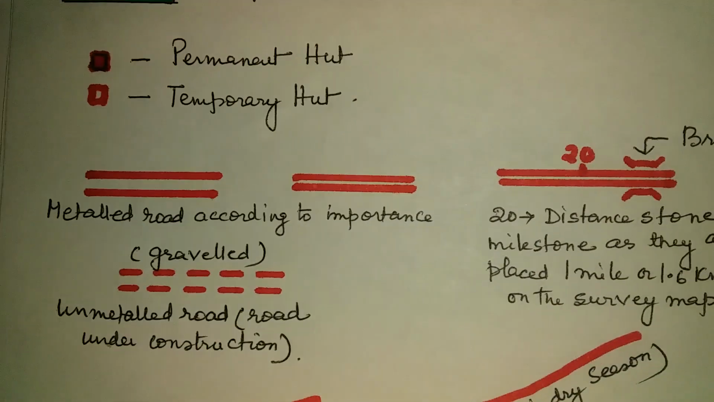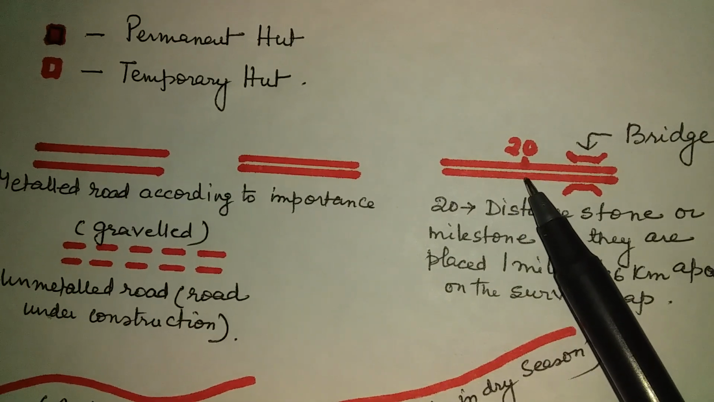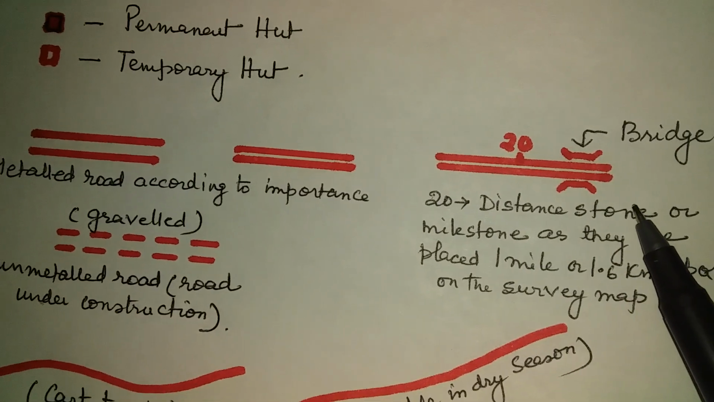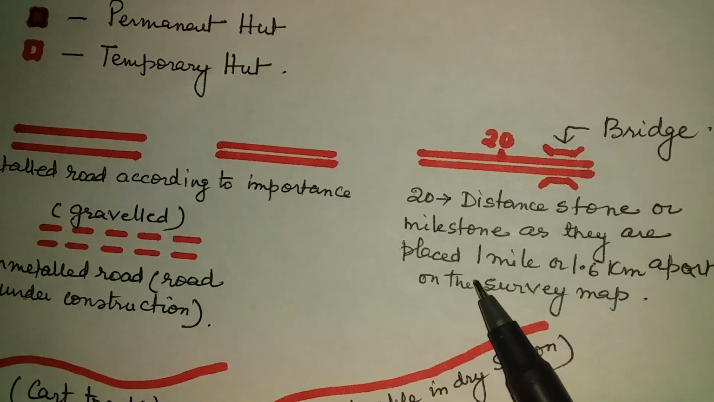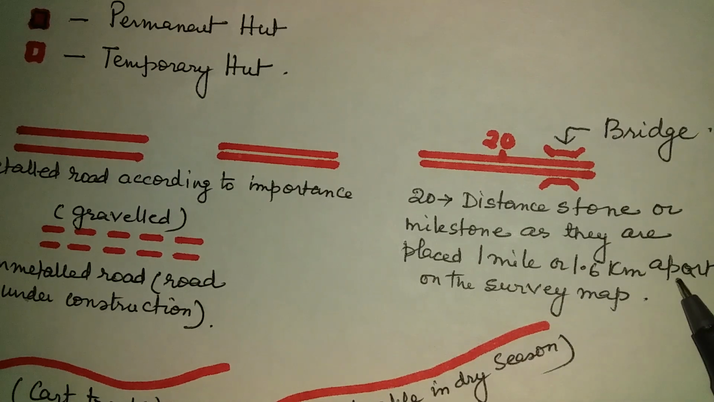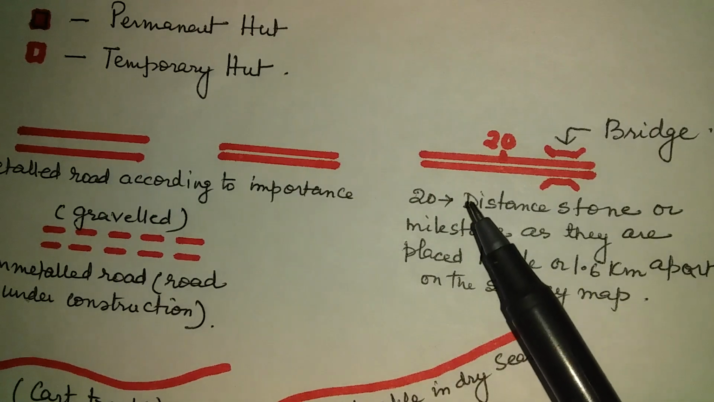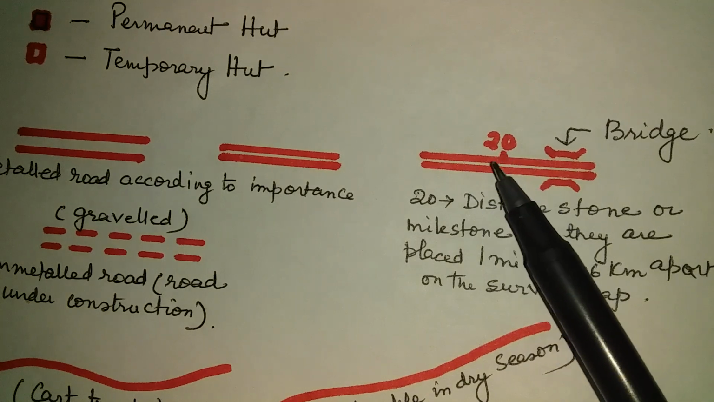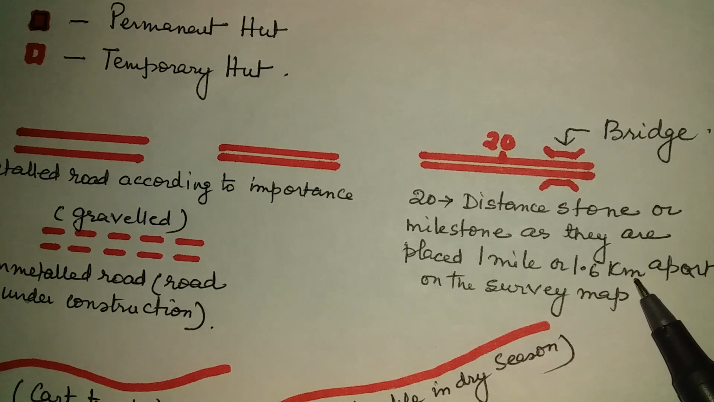Sometimes along a metal road you will come across a number like this, 20. I have written it here. This 20 refers to a distance stone, or we call it a milestone, as they are placed 1 mile or 1.6 kilometers apart on the survey map. So that's why they are called milestone or distance stone. So the distance between two adjacent distance stones will be 1.6 kilometers.